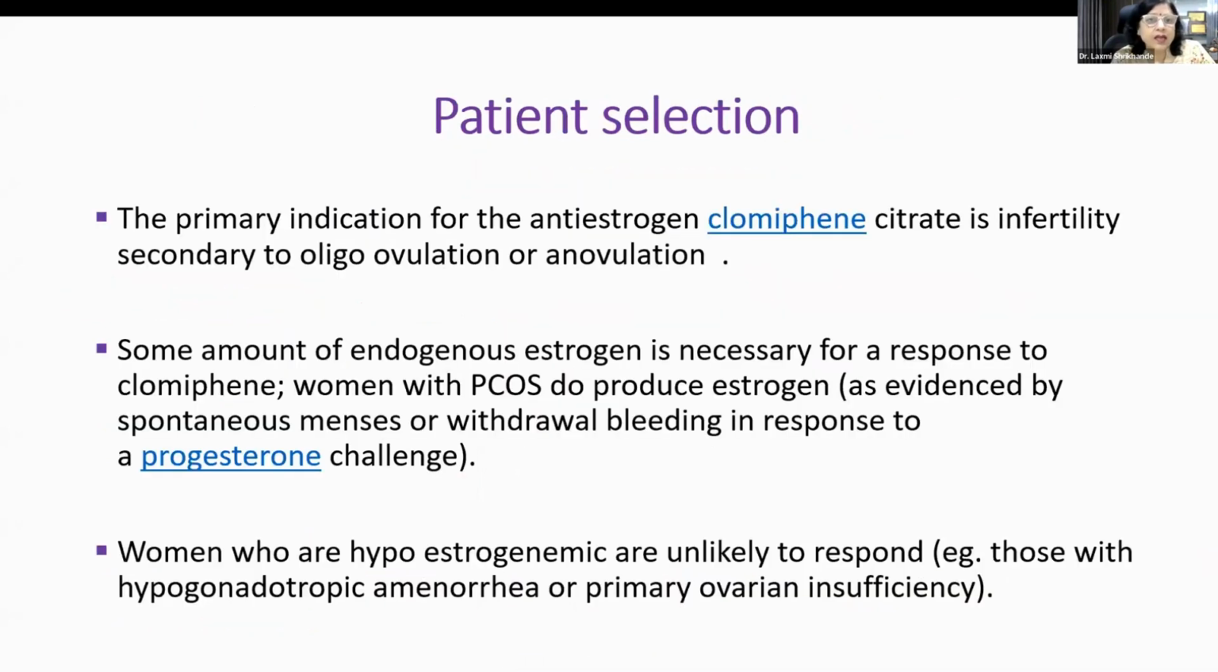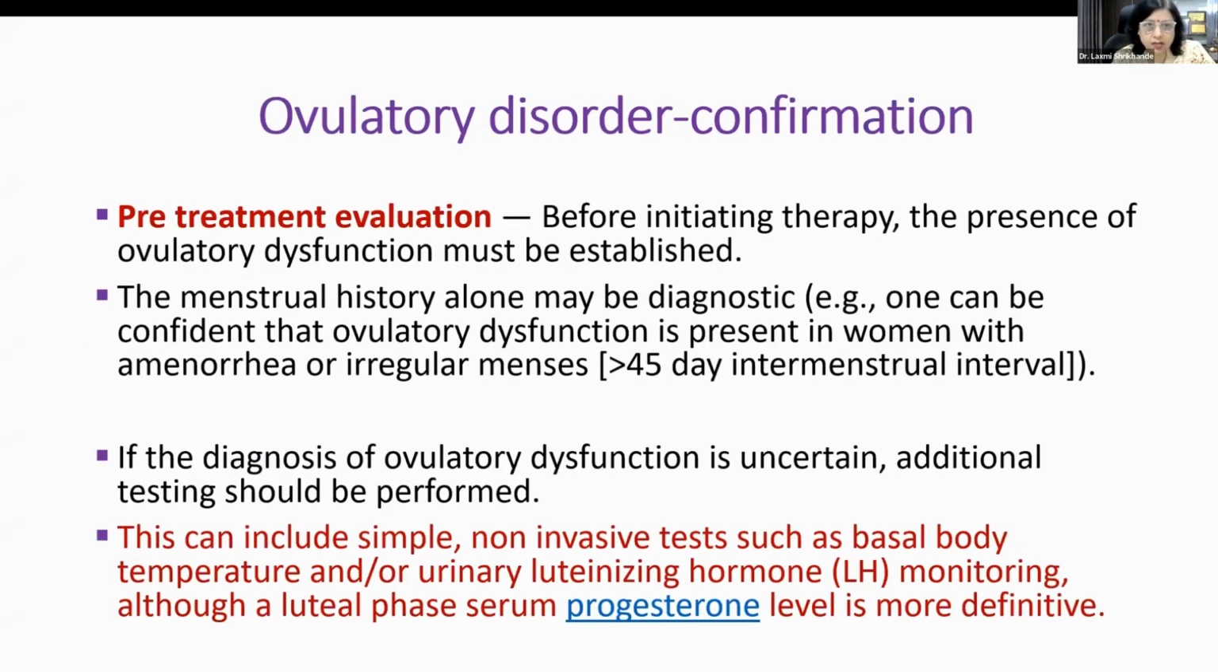How should you select your patient if you want to use clomiphene citrate? Remember, for using clomiphene citrate, some amount of endogenous estrogen is necessary for a response to clomiphene. Women with PCOS do produce estrogen. You can use clomiphene, but now our PCOS guidelines are telling us that letrozole is the drug of choice as far as ovulation induction in PCOS is concerned.